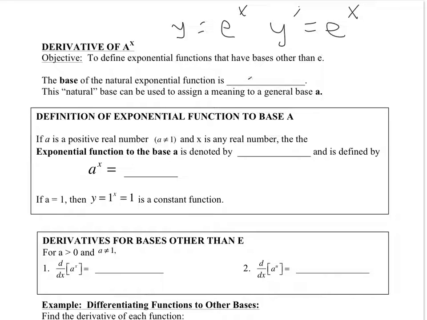So the base of any exponential function naturally is e, and this natural base can be used to assign meaning to some general base. Okay, so if I have some exponential function to the base a, it's denoted by a to the x, and we can rewrite this. Let me back up here just a moment because that's not entirely correct. It's e to the natural log of a times x.